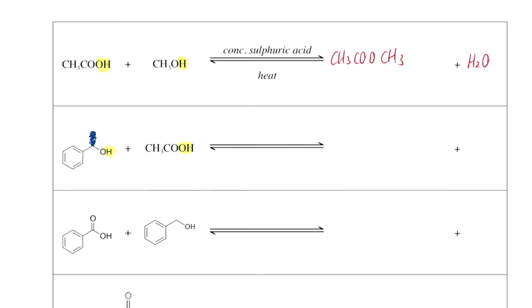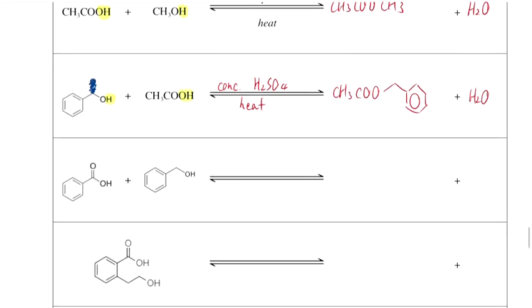So it should be CH3COO, and then we have the benzene ring here. Okay, and together we have water produced. Remember to fill in the condition: we need to treat it with concentrated sulfuric acid and then heat it on the reflux.